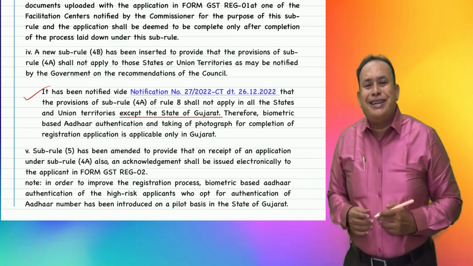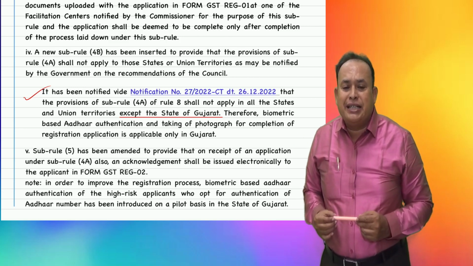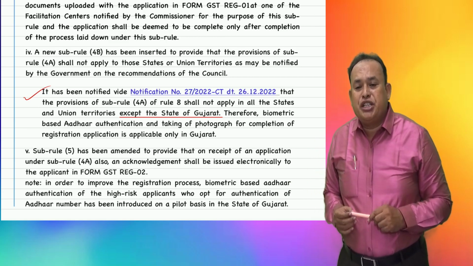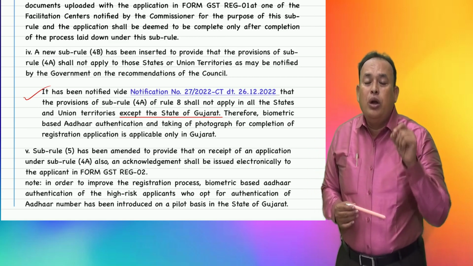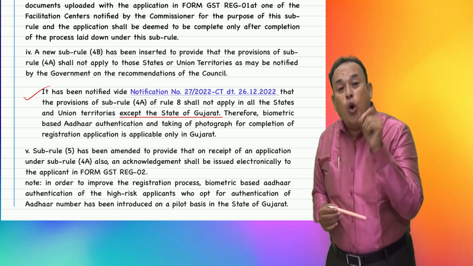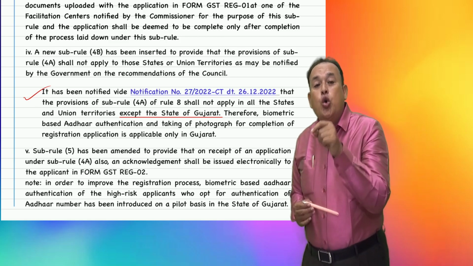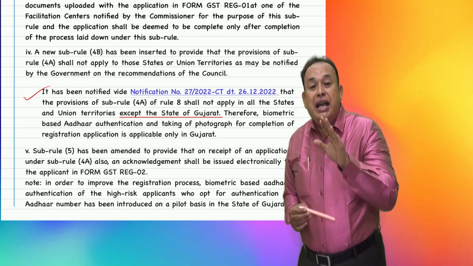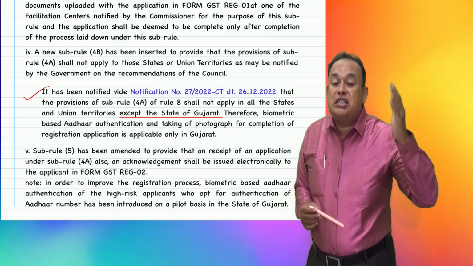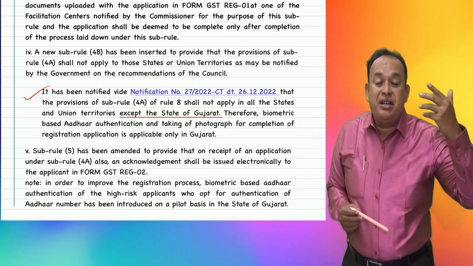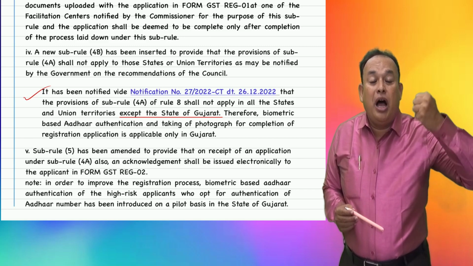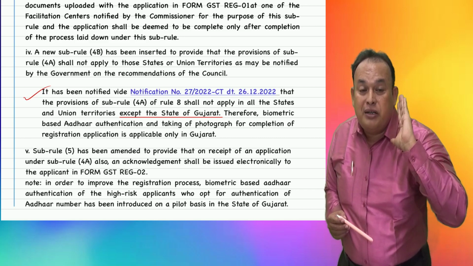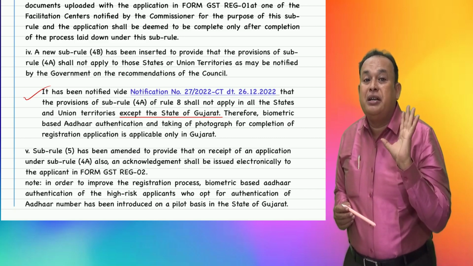Therefore, biometric-based Aadhaar authentication and taking a photograph for completion of the registration application is applicable only in the state of Gujarat, only to those applicants who have authenticated their Aadhaar. Based on data analysis and risk parameters, a high alert is shown to the department officer before granting the certificate of registration. Please take sufficient care.